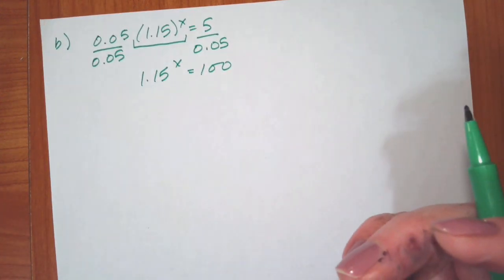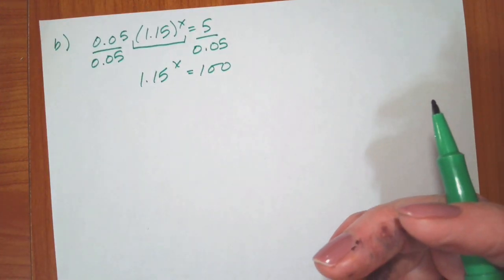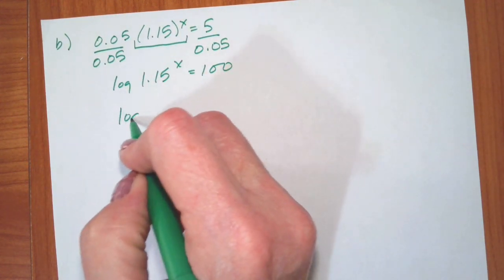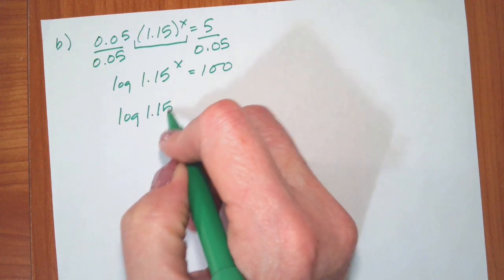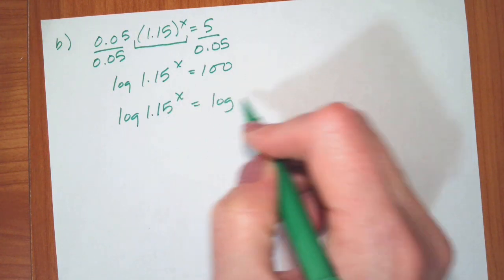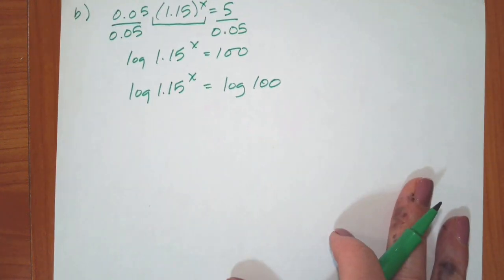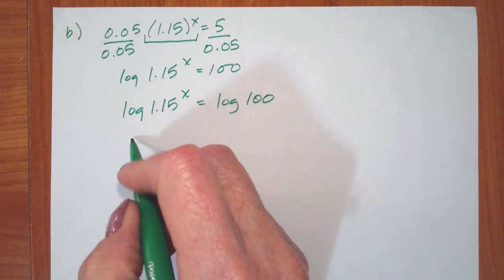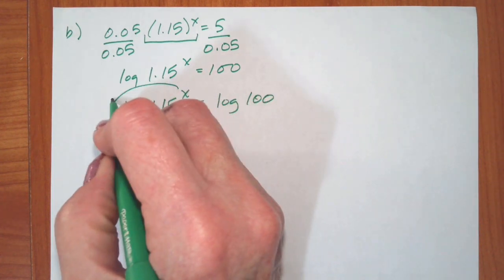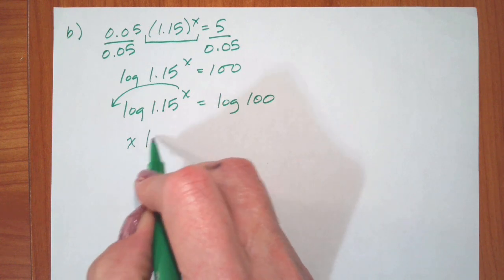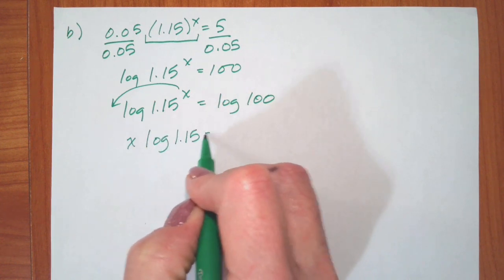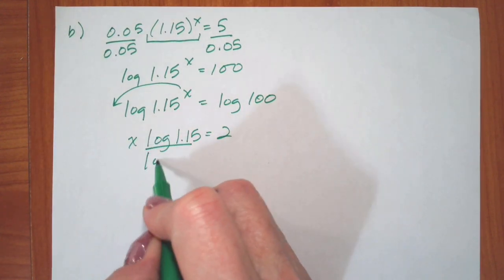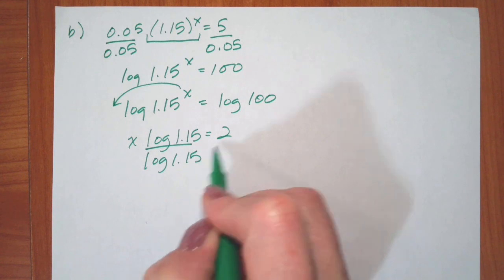I'm going to use the log on both sides. So I have the log of 1.15 to the x equals the log of 100. Oh, well, that turned out handy because 100 is a power of 10. I can move this around front, so this tells me that x times the log of 1.15 is equal to 2. So to get the x by itself, I divide by log of 1.15.